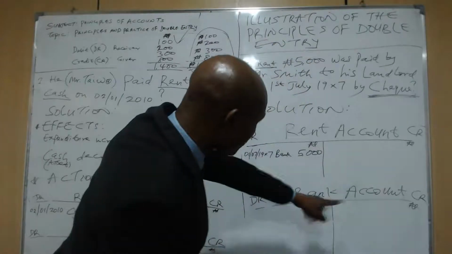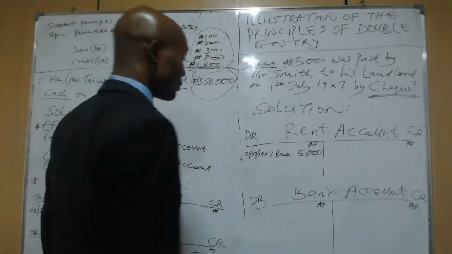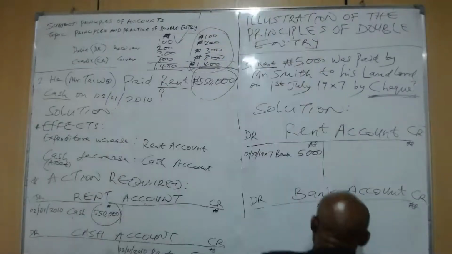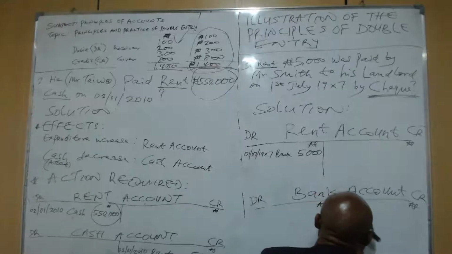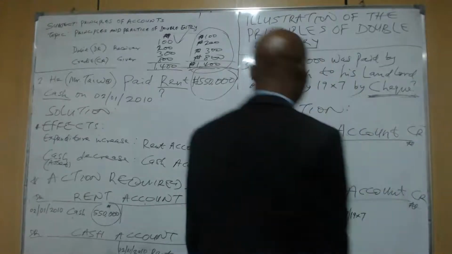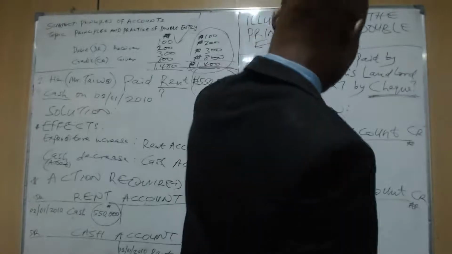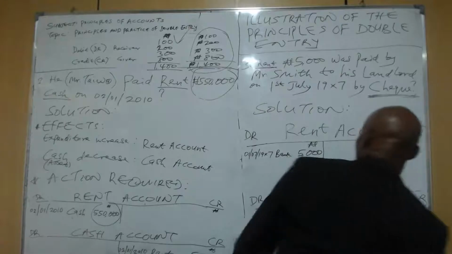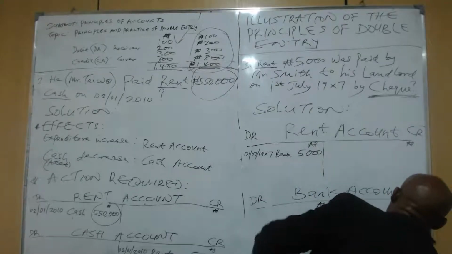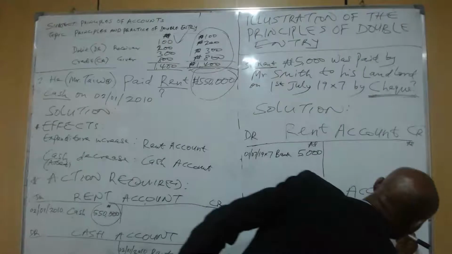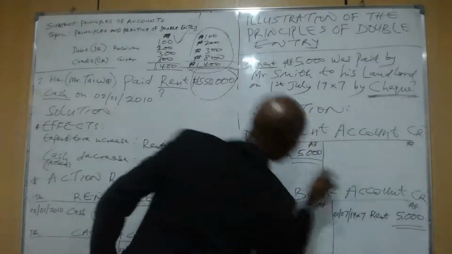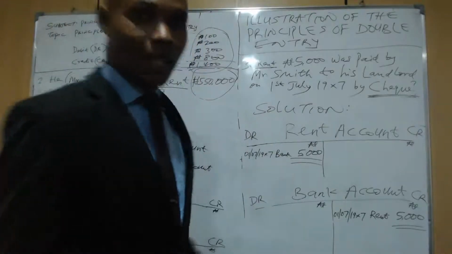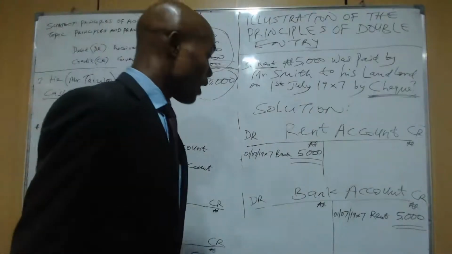Then you come to the bank accounts as the giver. You write your date, 1st July 19x7. You credit bank account with rent. The same amount, the same value, no more, no less, 5,000 naira. With this, your account is said to have balanced.